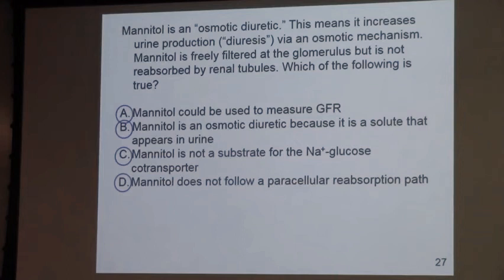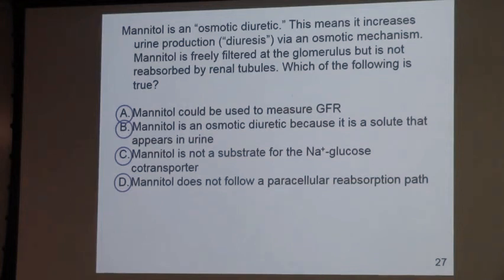And so if you put a solute in the urine by filtration, water is going to go with it. And that's what makes it a diuretic. And it's an osmotic mechanism because nothing is being pumped anywhere. Mannitol was getting there by filtration, and water was getting there by osmosis.